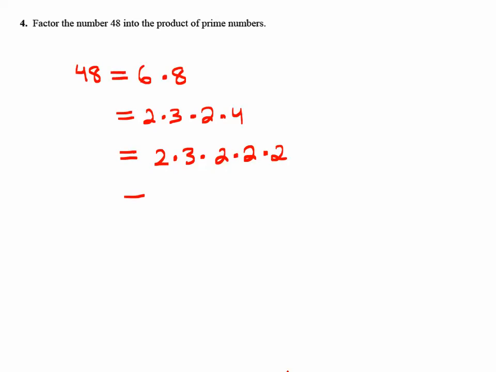Okay, how do we write it? Here it is. We're going to collect all these guys here. So 2 times 2 times 2 times 2 is really 2 to the 4th times 3 is our final answer.